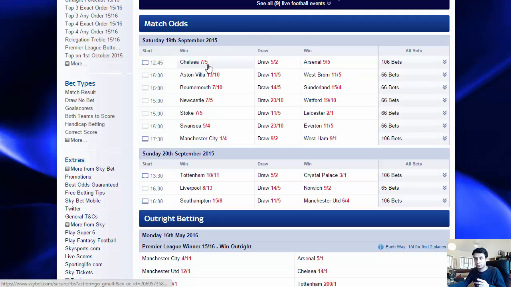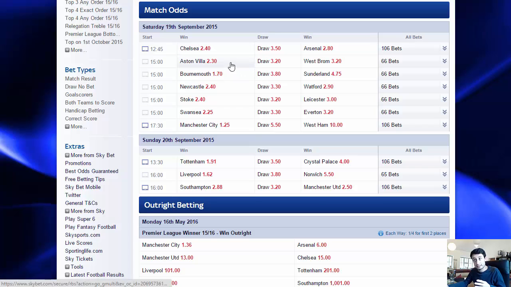Now if you remember at Chelsea, we bet £5 on and we get £7 back, which is £12. Now we're at the decimal odds. We've got Chelsea at 2.40. Now if we bet £5 on that, how do we know how much we're going to get back? You simply do £5 times 2.40 and that will give you the answer, £12. So it's the same thing.